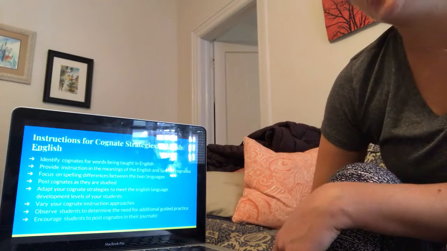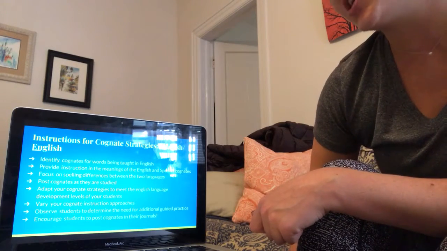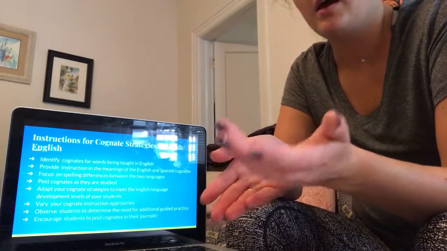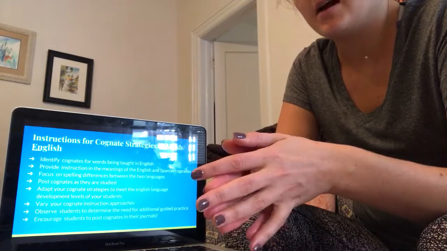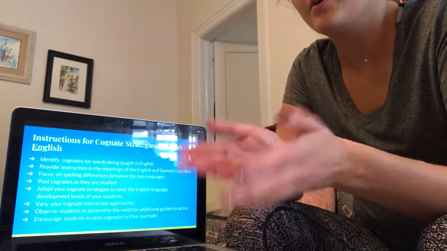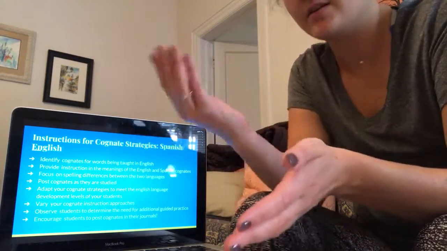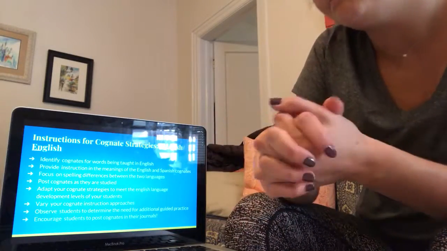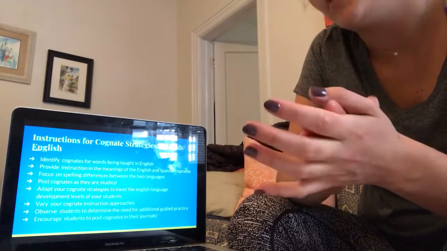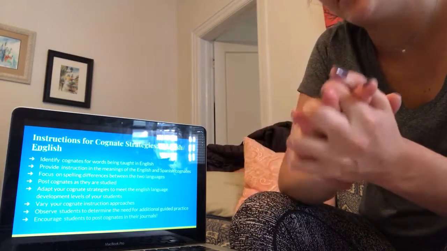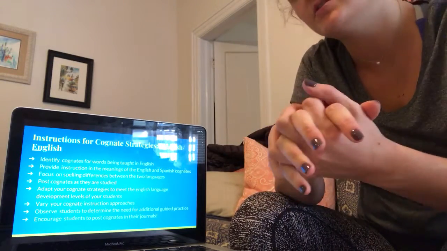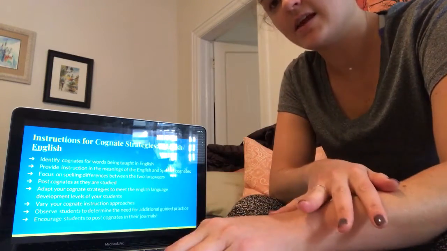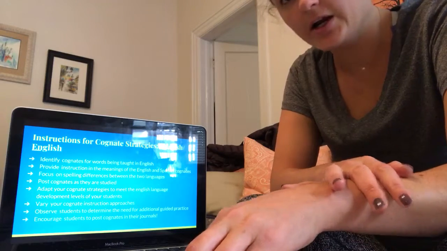Then you provide instruction in the meanings of the English and Spanish cognates. I think it's important that they're able to code switch between each of the cognates, English and Spanish, so they know, okay, this one means this and this one means that. Even though they are similar, they might have different meanings. And then also, focus on the spelling differences between the two languages, so that they understand, okay, this is a Spanish word and this is the English word, even though they are similar.